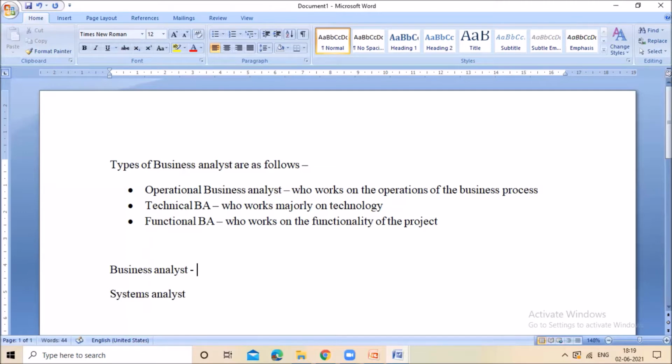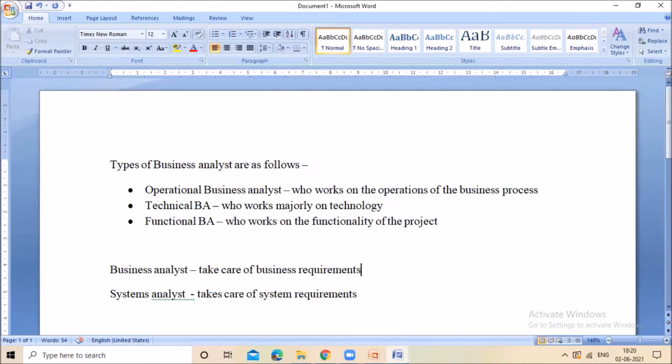So the business analyst used to take care of business requirements, whereas the systems analyst takes care of system requirements. Understood? The business analyst takes care of, for example, we want to develop a CRM application. What modules do we require in this? Next, what kind of functional and non-functional requirements do we want to develop? All these things were taken care of by the BA.